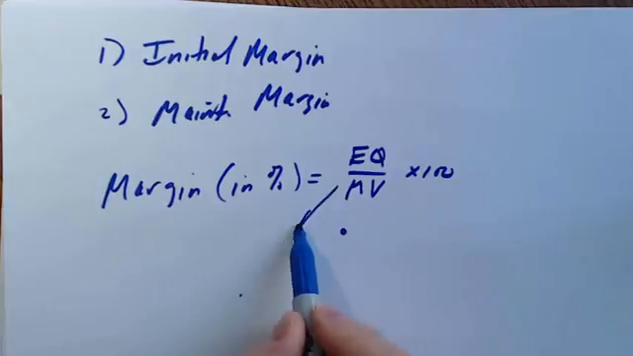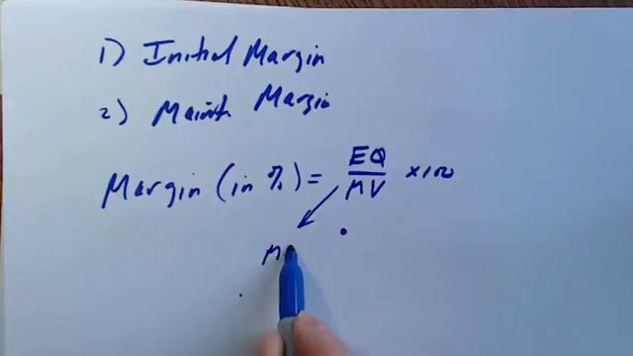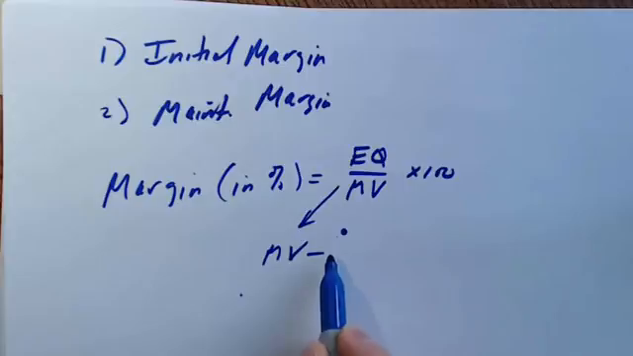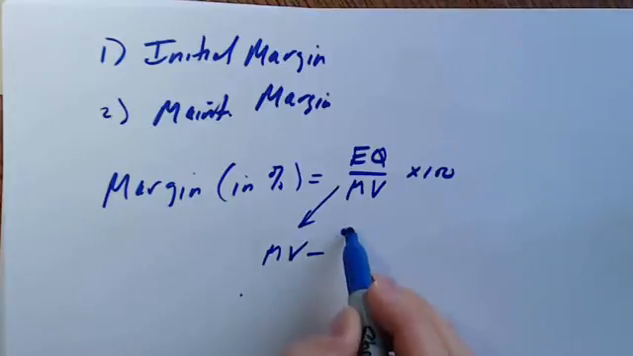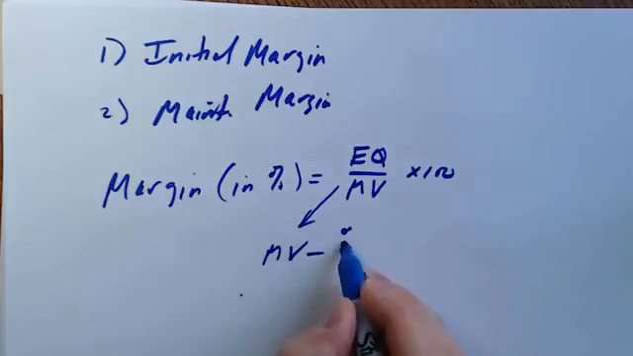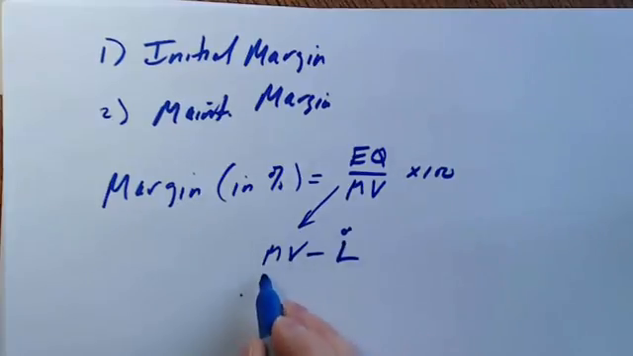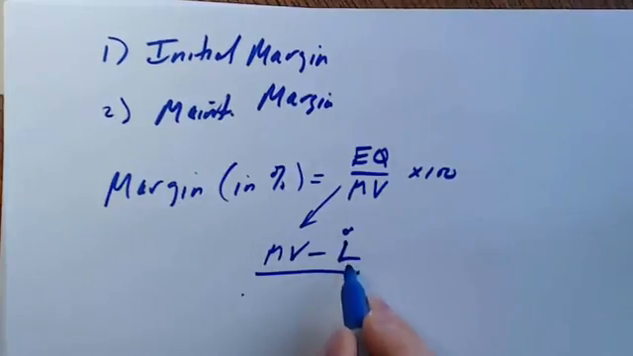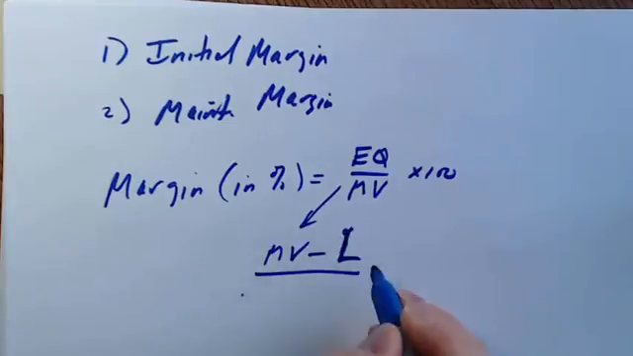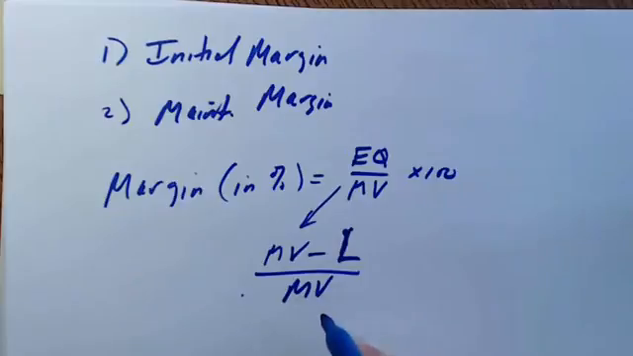Well, in this whole fraction, it's your market value of what you're buying minus your liability, your loan from your brokerage firm. I'll put that together here. That's your loan from your brokerage firm, and then divide it by the market value of what you're buying. That is how you calculate the margin requirement.